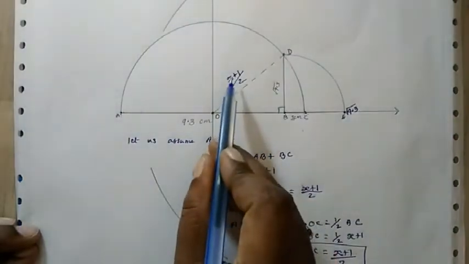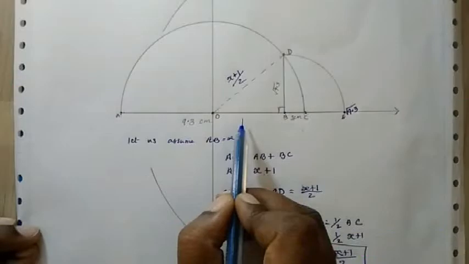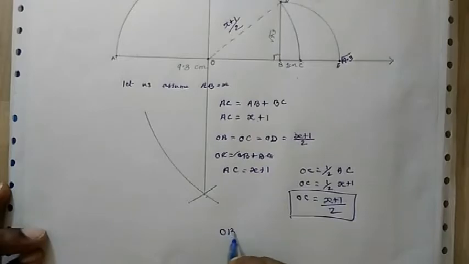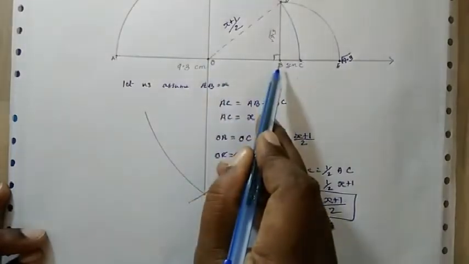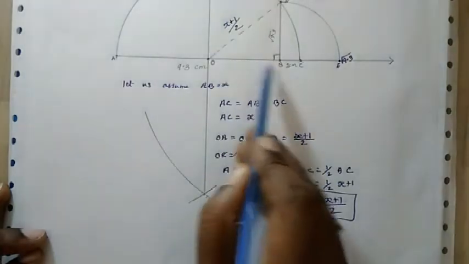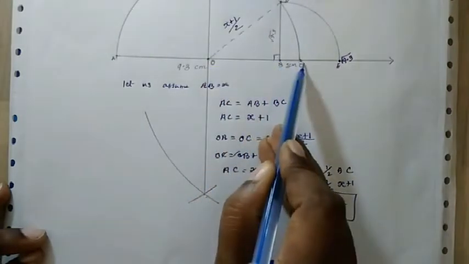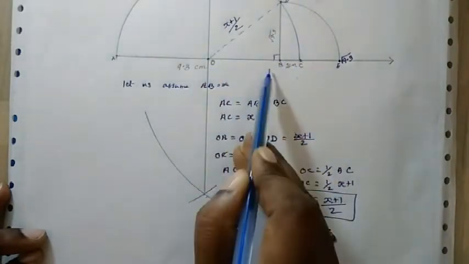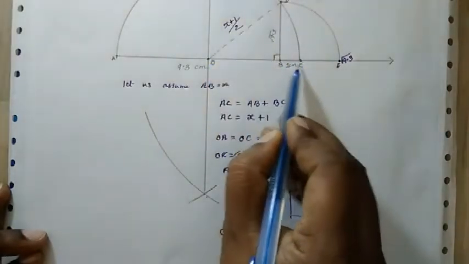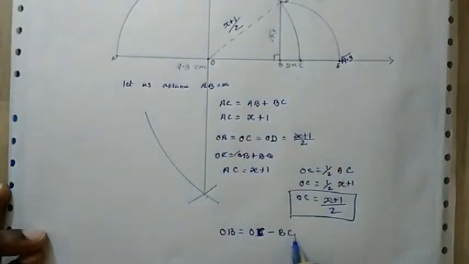So one side we got. Now we have to find out OB. So OB will be what? To get OB from OC, we have to subtract BC from OC.